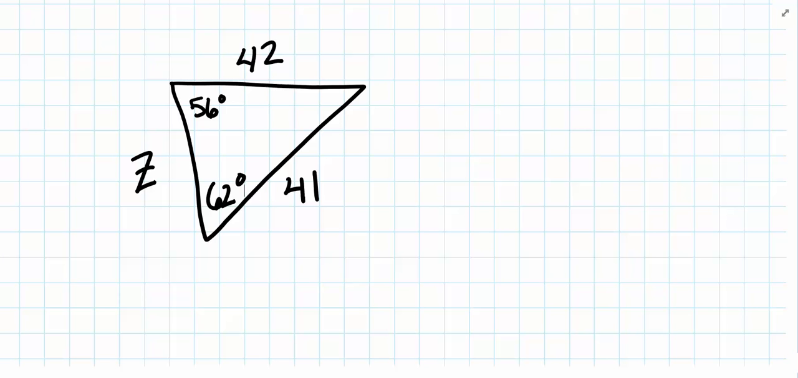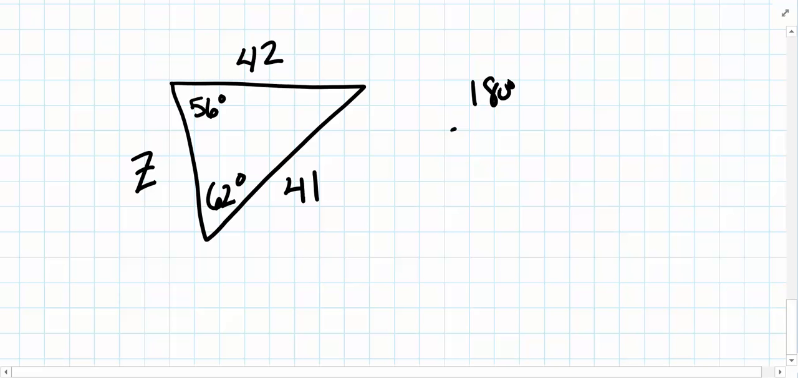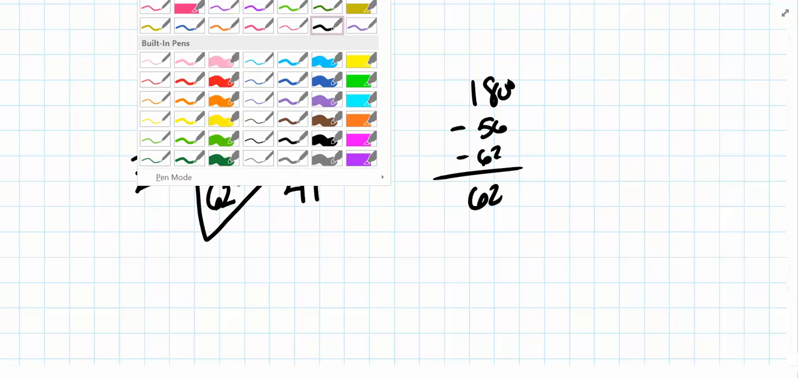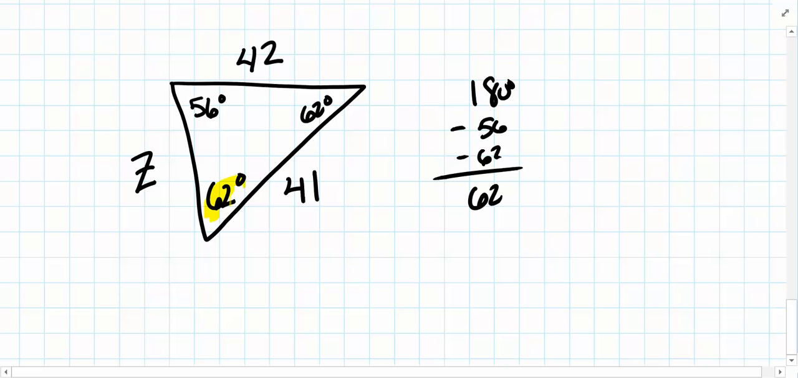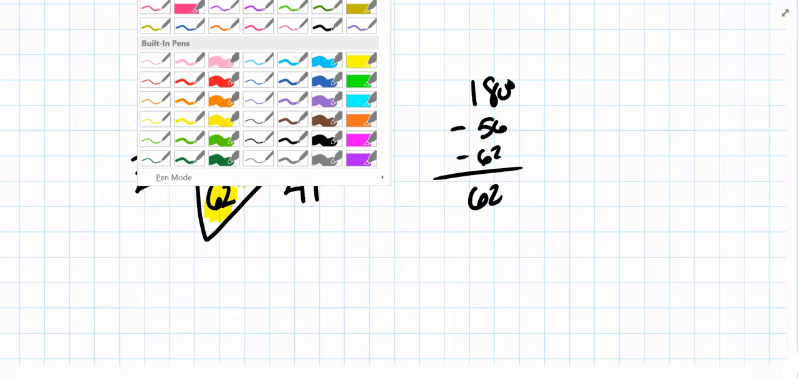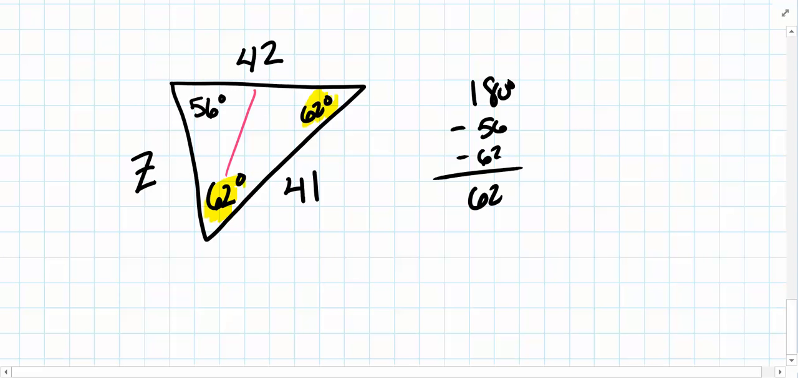All right, so 180 total. We're going to subtract off 56. We're going to subtract off 62. What does that leave us with? That leaves us with 62. So that means that this angle is 62. Oh, hey, check that out. That means that this angle and that angle are the same. So what does that tell you? Exactly. That this side and that side must be the same. Therefore, z must be 42.